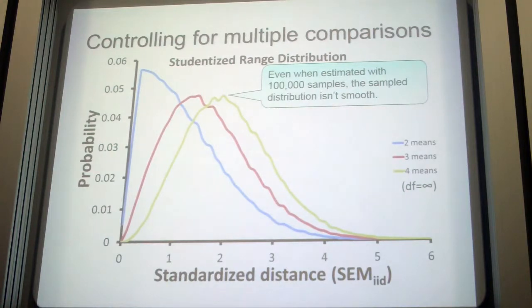So you can see the difference here as you go from 2 means to 3 means to 4 means. Again, we're always going to express distances standardized. We're going to divide by the standard error of the means of the IID. Look at those distances. You can see that as you move from 2 to 3 to 4, you're likely to get bigger differences between the means, but it does follow a systematic shape.